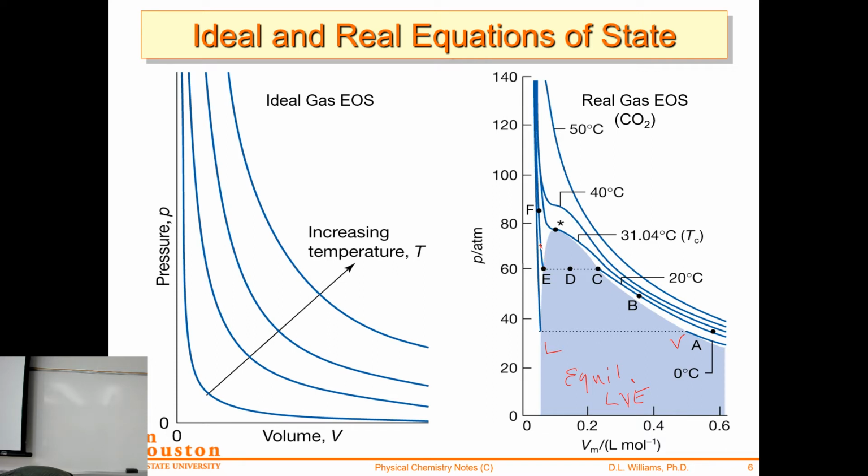And then we're now compressing the liquid. And look at the slope. It's much steeper because liquids are not compressible. In fact, the slope of that is the isothermal compressibility of the liquid, that thermodynamic term that we talked about earlier. And so here at F, we're still just compressing the liquid.